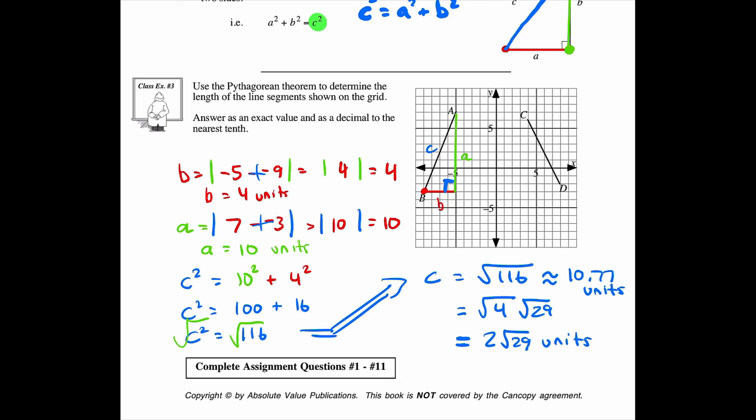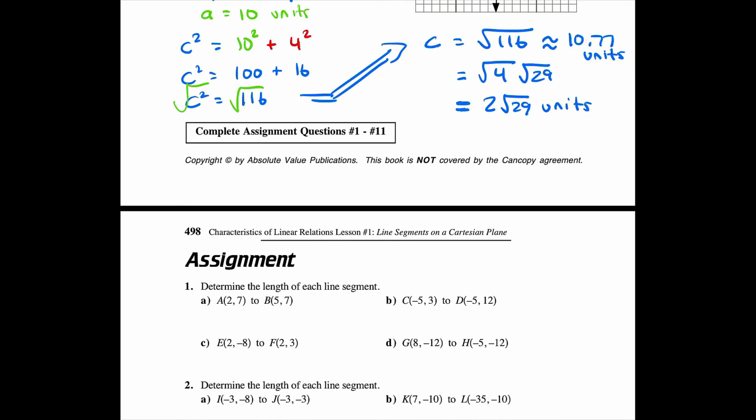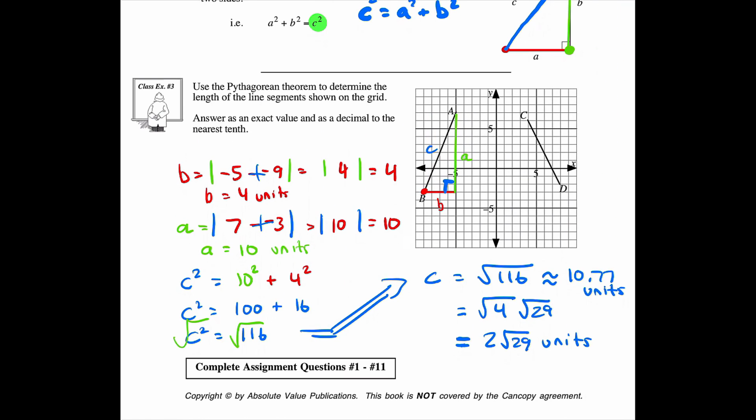Okay, so you would basically do the exact same thing for line segment CD. If you understand what I'm doing right here, I would just move right into the assignment. Otherwise, if you want to see another example, I'm going to erase the work that I've done here and redo this again for line segment CD.